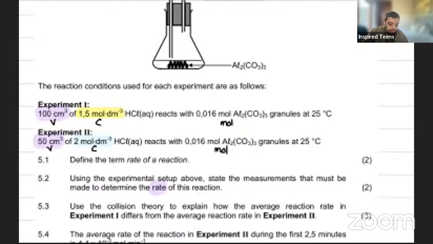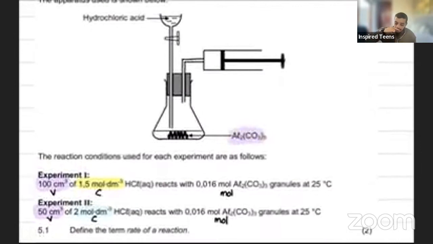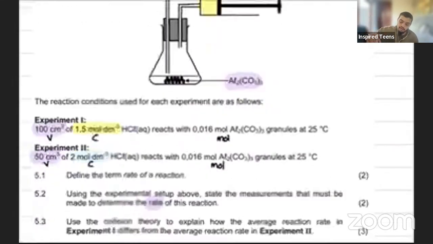So that's the first thing, the time. Now you need to find a way to measure how much Al2 is being used, or the rate at which Al2 is being used. It's measuring the reactants: the reactants being used up, or the rate at which the reactants are being used up. Or another easier one to mention is measuring the carbon dioxide being produced. So those are two measurements we need to make.